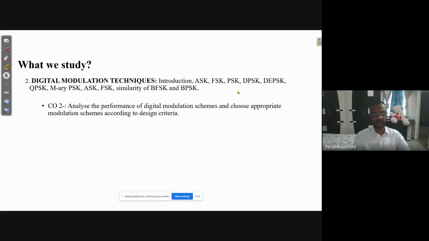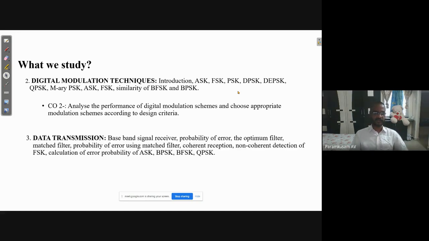Next, coming to the third unit, data transmission. In the first unit, how analog signal is converted into digital signal is completed. Now you are with the digital signal. Then you studied how that digital signal is modulated in the second unit. After the second unit, you have a modulated digital signal. Now that modulated digital signal is to be transmitted to the receiver. So that data transmission topic will be discussed in the third unit.